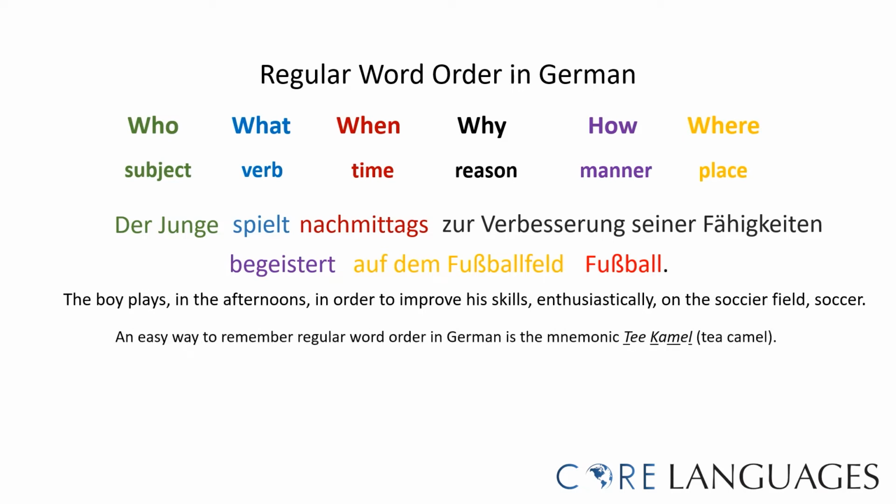An easy way to remember the regular word order in German is Teekamel, which would translate to tea camel. T tells us about the tempus, the time. K, causal, gives us the cause or the why. M, modal, gives us the how. And L, lokal, tells us where.